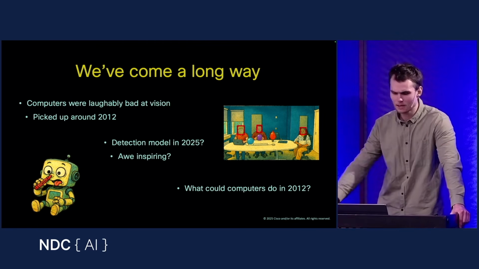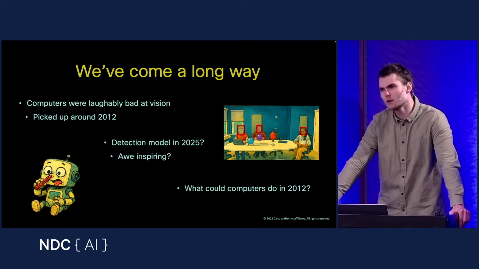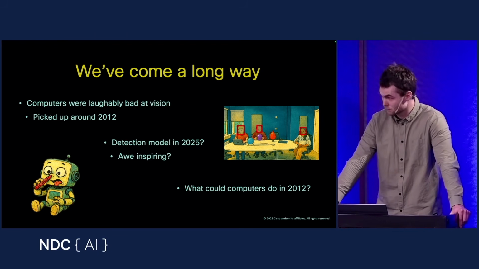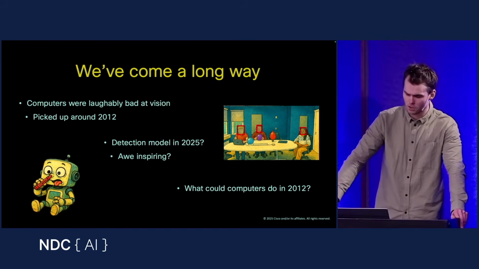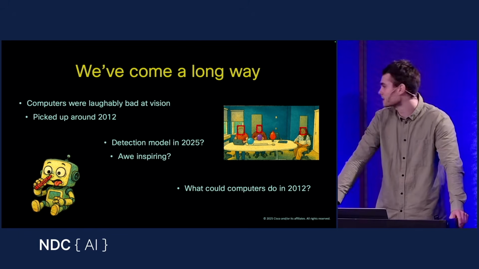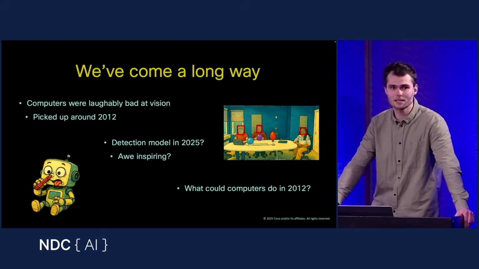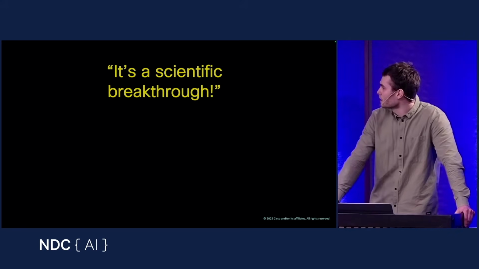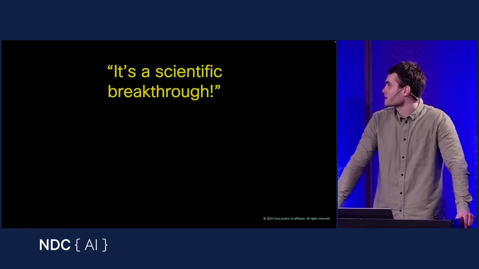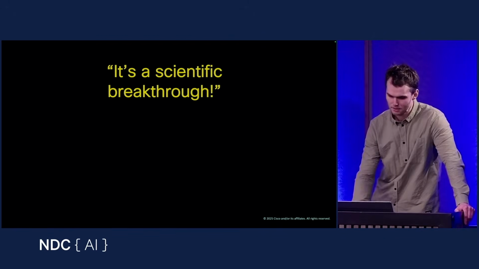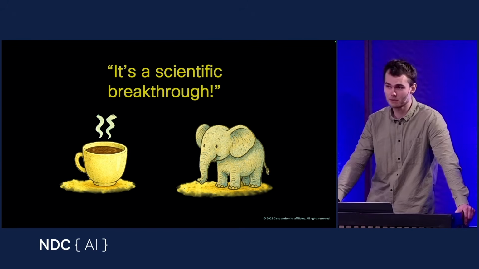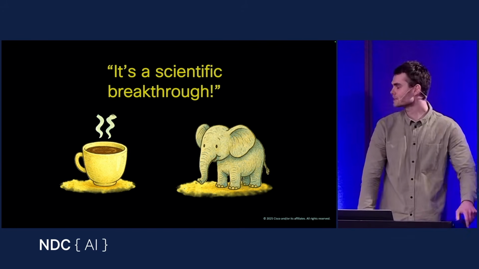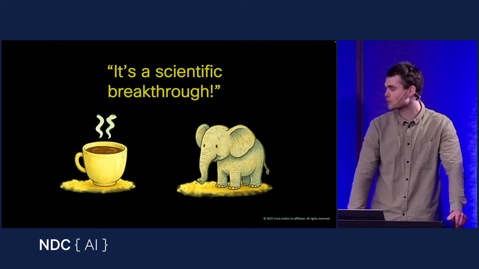So let's cycle back to that year, 2012. What could computers do in 2012? Fully animate beautiful movies like Toy Story 3. You could play realistic computer games without lag. They could destroy humans at chess and run the whole internet. And while this is happening, computer vision researchers are talking about this scientific breakthrough because they can differentiate between a coffee cup and an elephant most of the time. That doesn't sound very impressive, does it? My 1-year-old can do that.